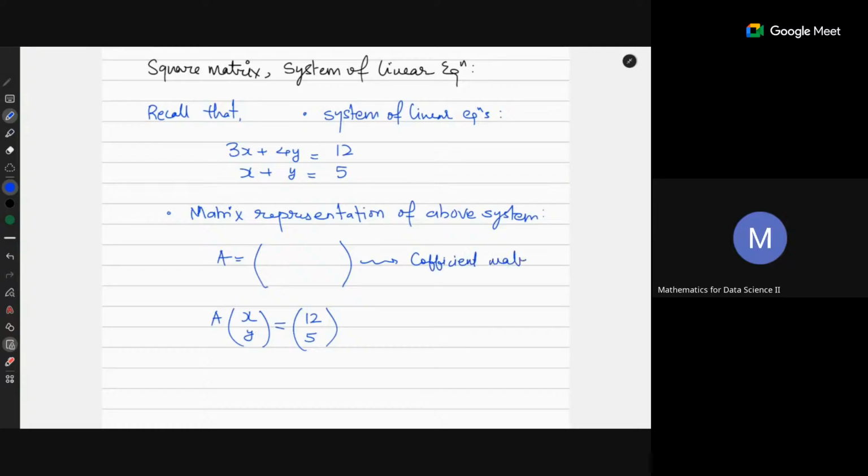Matrix. It is clear from the nomenclature why it is called a coefficient matrix, because it is taking the coefficients of x and y and forming a matrix. So that's why it is a coefficient matrix. Okay, so let's say A is a coefficient matrix.